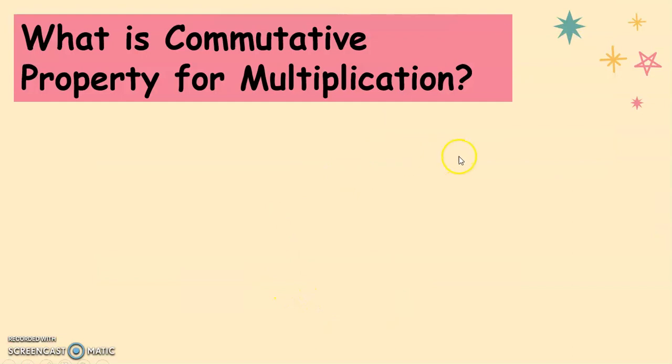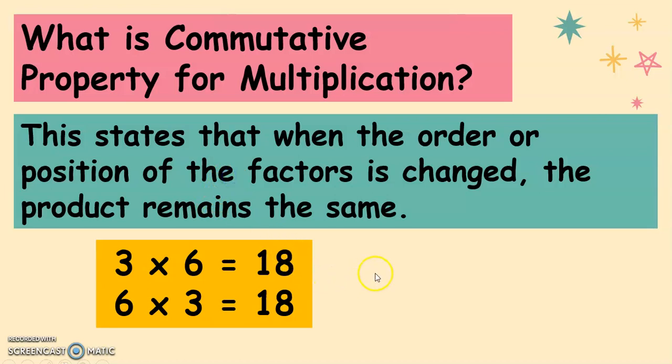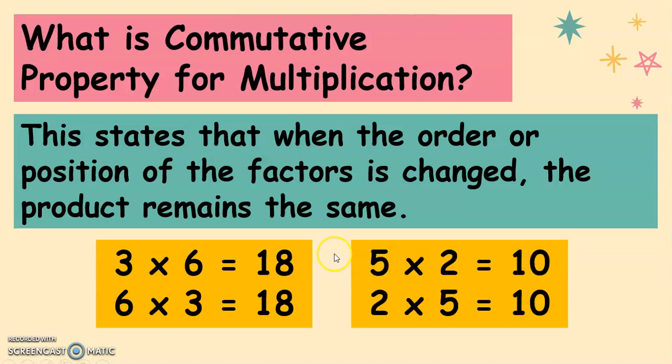Now, what is the commutative property for multiplication? This states that when the order or position of the factors is changed, the product remains the same. For example, we have 3 times 6 is 18, and 6 times 3 is 18. Or 5 times 2 is 10, and 2 times 5 is 10.